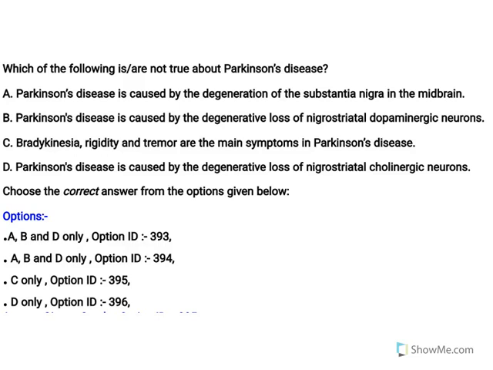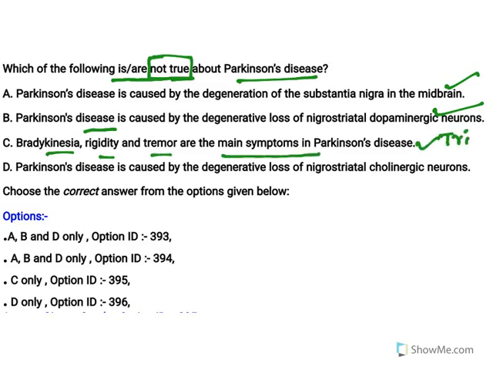Now, which of the following are not true? Look at this word, not true, about Parkinsonism disease. Now, Parkinson's disease is caused by degeneration of substantia nigra. Yes, this is true. Parkinson's disease is caused by degenerative loss of nigrostriatal dopaminergic neurons. Bradykinesia, rigidity, tremor are the main symptoms of Parkinson. These are called as triad of Parkinson's, 3 symptoms. Now, Parkinson's disease is caused by degenerative loss of nigrostriatal cholinergic. No, it is not cholinergic, it is dopaminergic neurons.